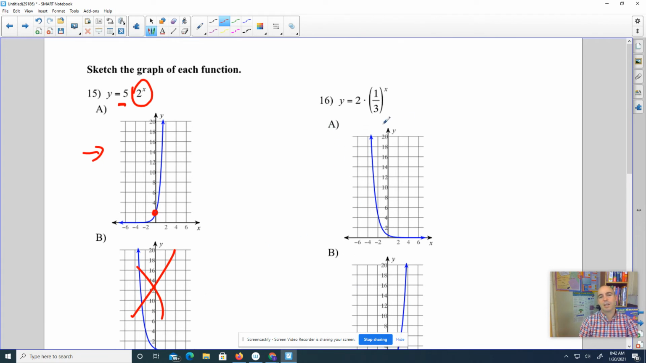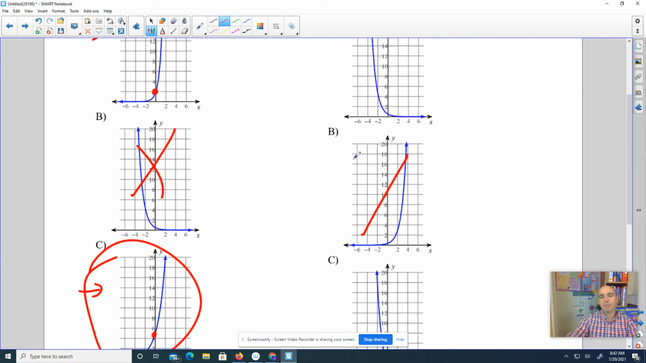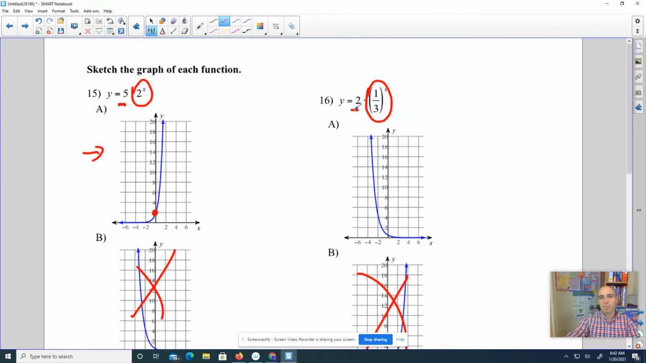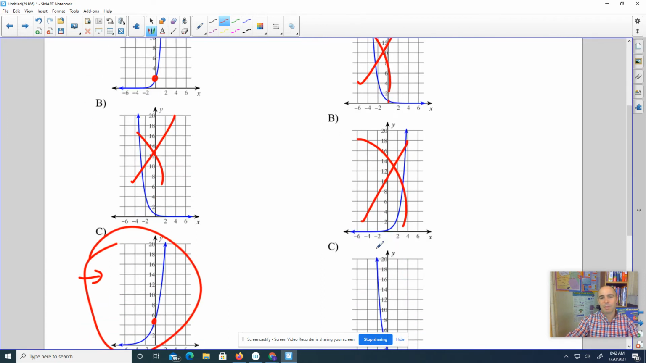Okay, number 16, it's exponential decay because this is smaller than 1. It's between 0 and 1, I should say. Right? So I know B is definitely wrong because it's got to be exponential decay. The other thing that helped me so much in the last problem is what's the starting point? Oh, well, it's 2, so A's wrong.